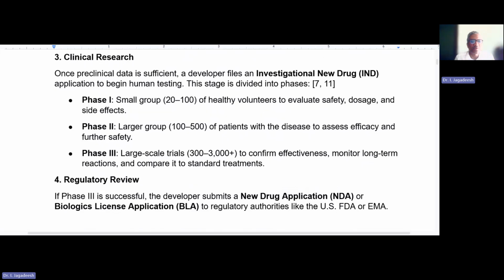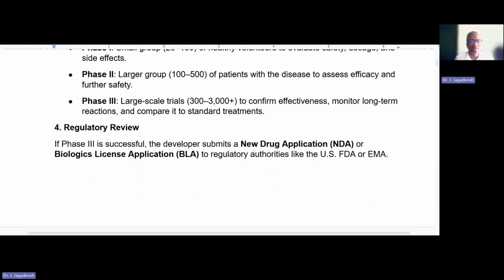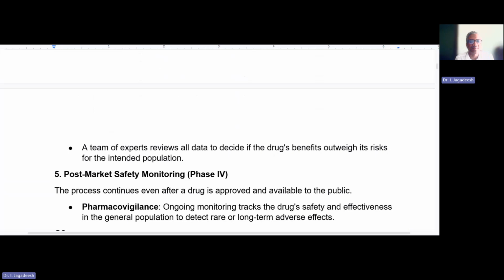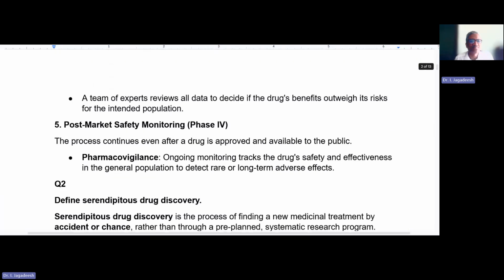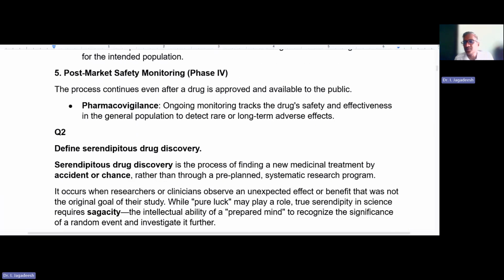Phase 4 is the study for post-marketing surveillance, where safety monitoring will be done, and it is also done as a part of pharmacovigilance. If phase 3 is successful, we submit a new drug application or biologics license application to get approval to sell in the market. This is how our drug moiety enters the market.